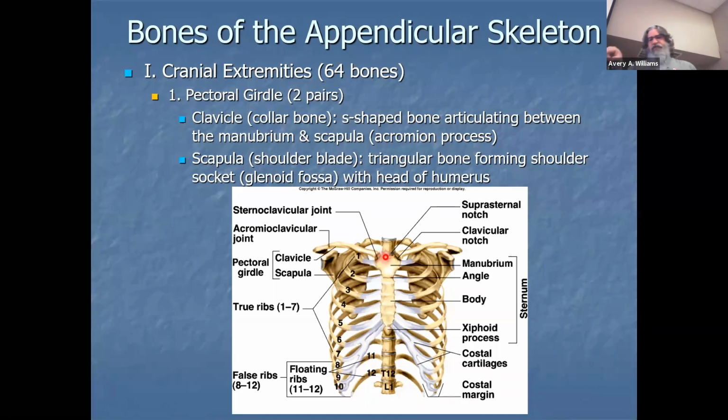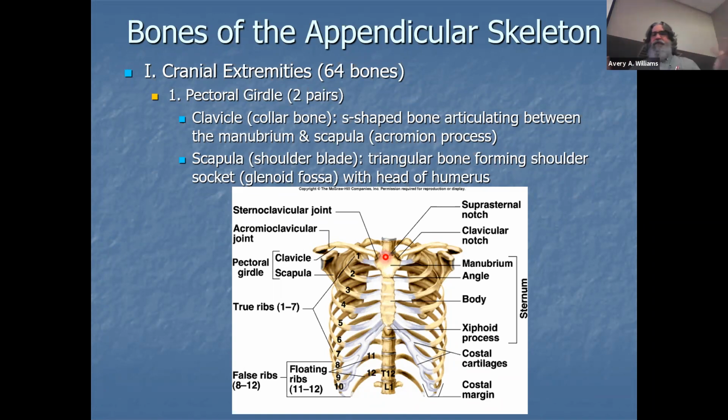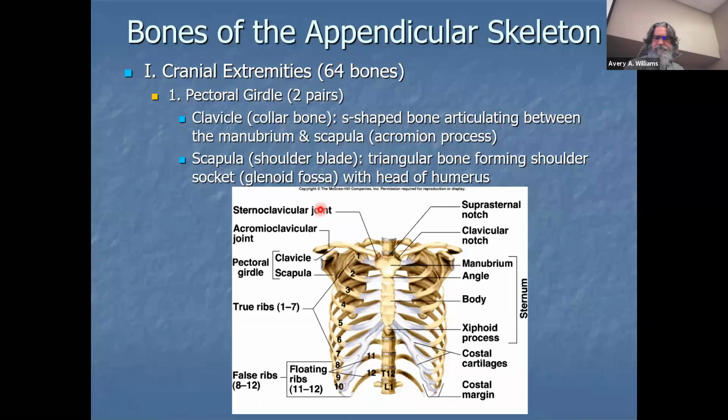Now your clavicle is S-shaped, like a spring. It gives a little bit. It kind of bends, but it's not compression proof. I mean, it can snap, and that's usually what happens. But there it is. It's for articulating your arm to your axis right there, and that's where it takes place. Here I tell you, it articulates between the manubrium, of course, that's the first part of your sternum, and the acromion process of the scapula. You can barely see it in the background there.